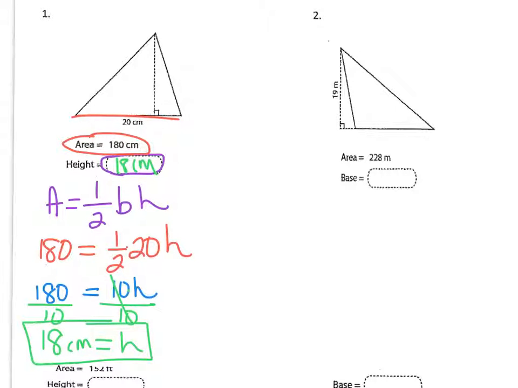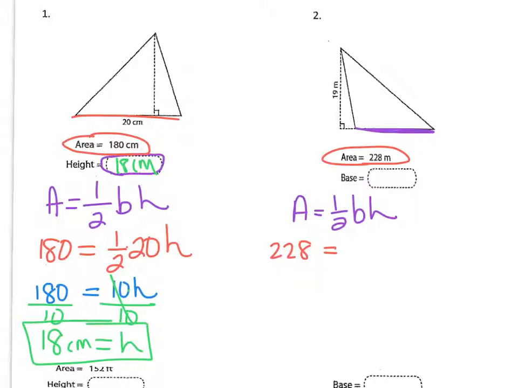Okay, so let's take a look at the next one. In the next one, we are missing the base. So we are trying to find this dimension right here. So we're going to start with our formula. Area equals 1/2 base times height. And we're going to plug in what we know. So we know the area is 228. So that goes in for A.